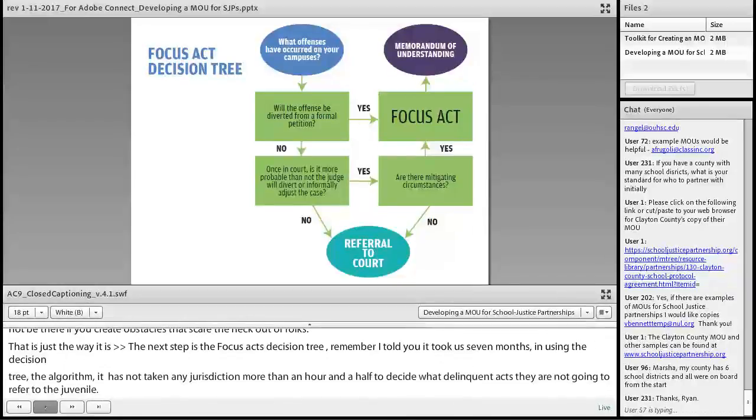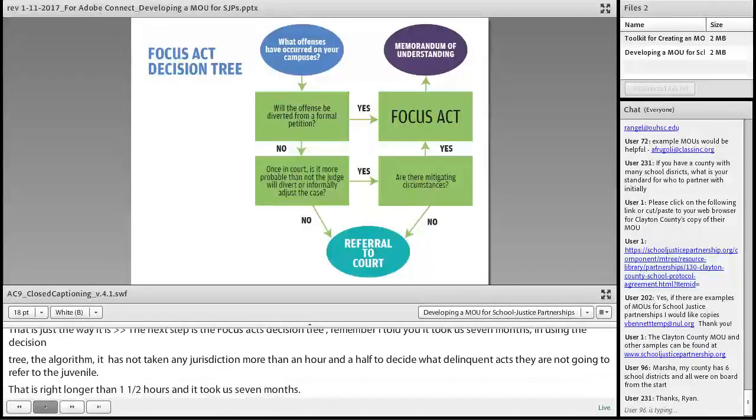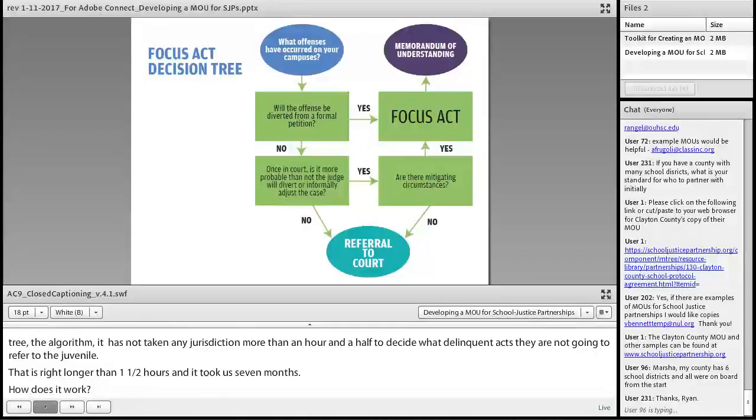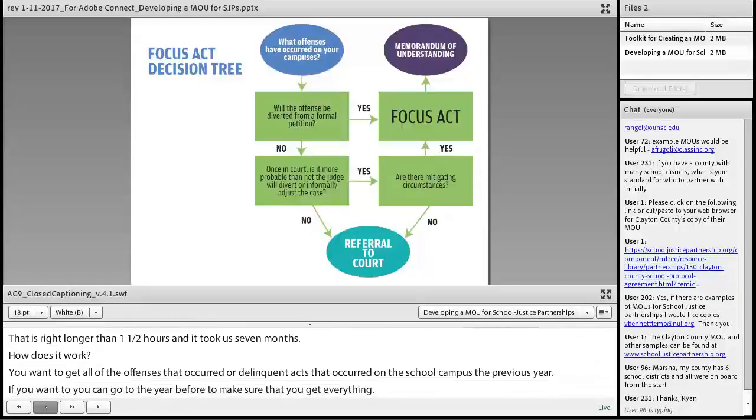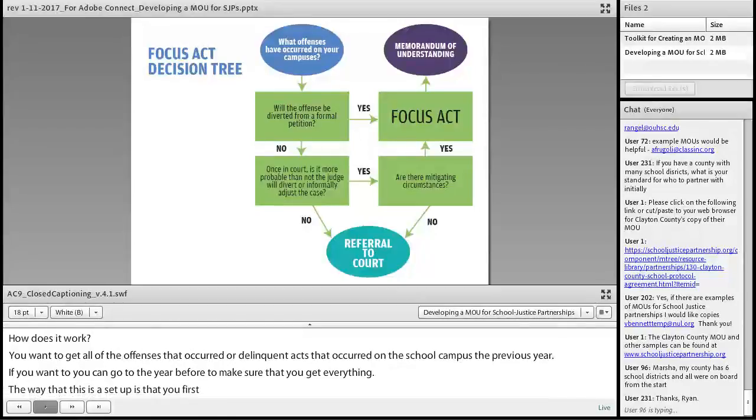Now, how does it work? You want to go ahead and get all the offenses, the delinquent acts that occurred on school campus the previous year. If you want to, you can go to the year before just to make sure you get everything. So what we do is we go down offense by offense. We have this flip chart paper, and we write the offense, and next to it we put yes or no. Yes, it's a Focus Act. No, it's not. As we go down each one, we ask this question: will the offense be diverted from a formal petition?